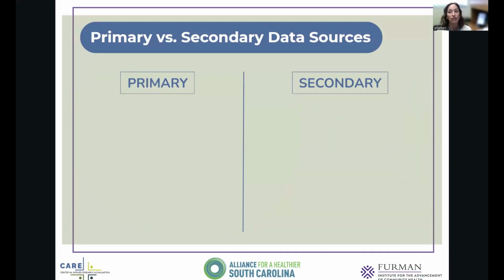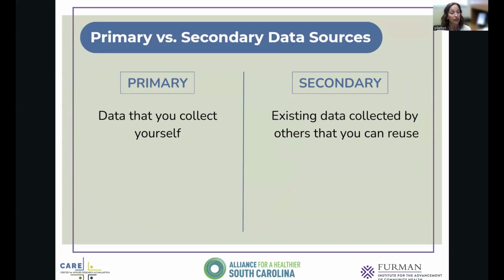Oftentimes you hear the words primary and secondary data. And so what does that mean? Well, primary data is data that you collect yourself, okay? Secondary data is data that already exists. It's collected by others, but that you can reuse for your CHNA.